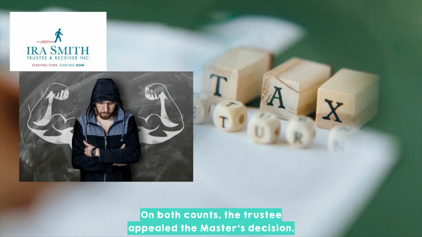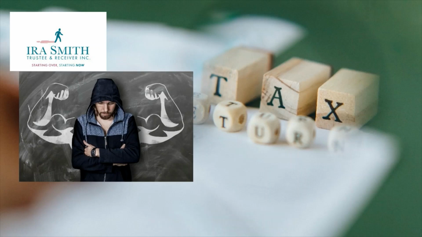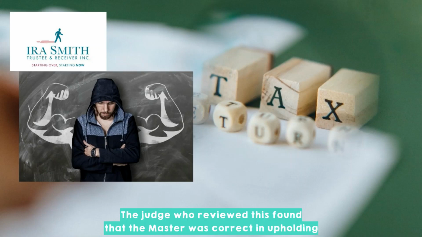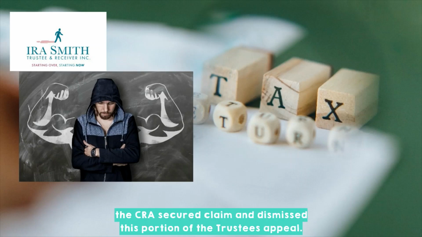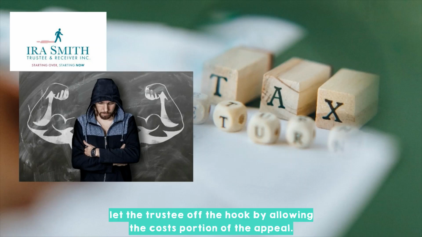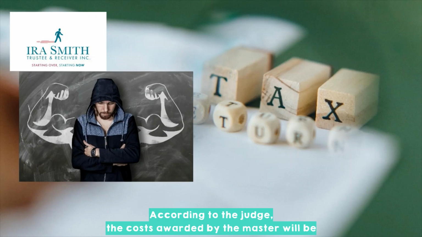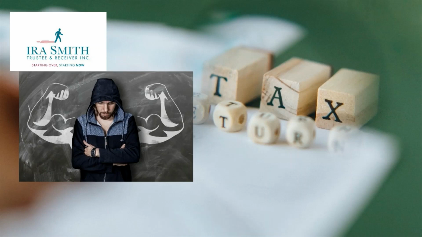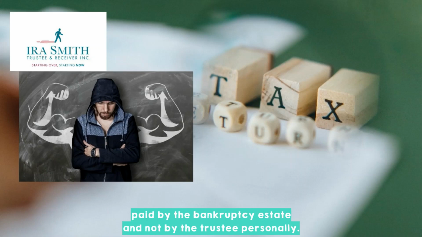On both counts, the trustee appealed the master's decision. The judge who reviewed this found that the master was correct in upholding the CRA's secured claim and dismissed this portion of the trustee's appeal. The judge did, however, let the trustee off the hook by allowing the costs portion of the appeal. According to the judge, the costs awarded by the master will be paid by the bankruptcy estate and not by the trustee personally.